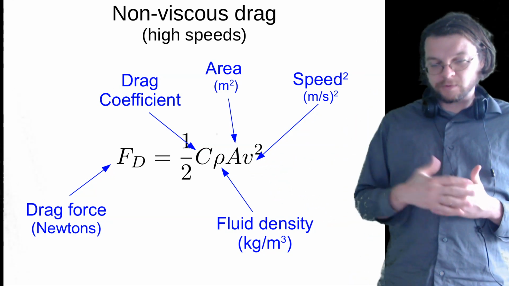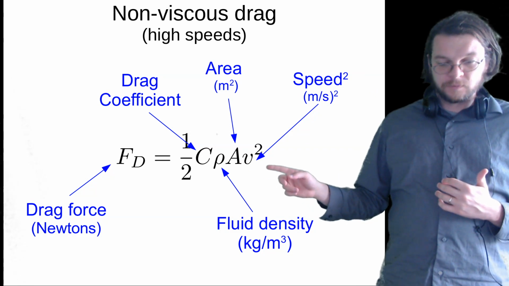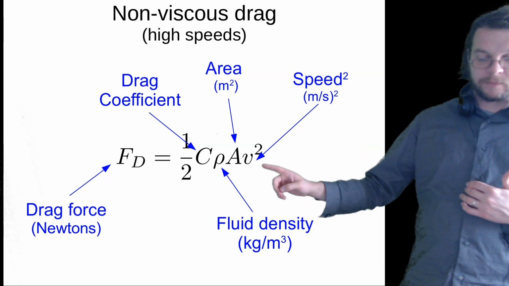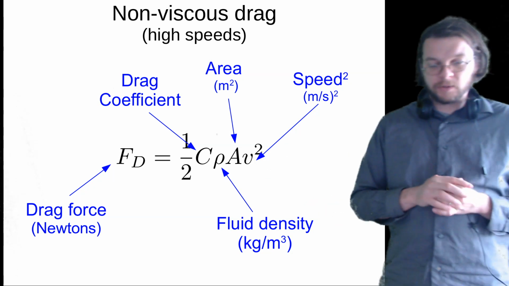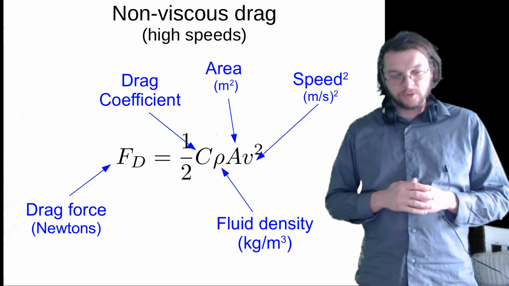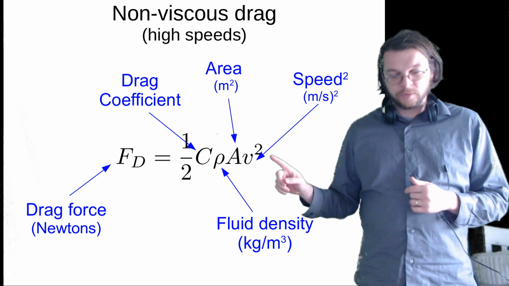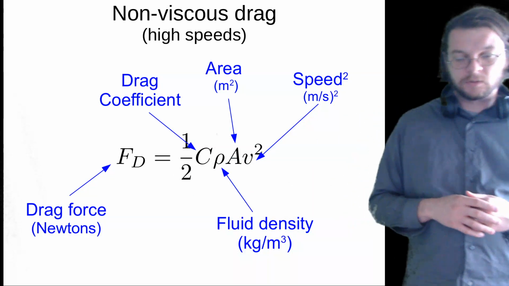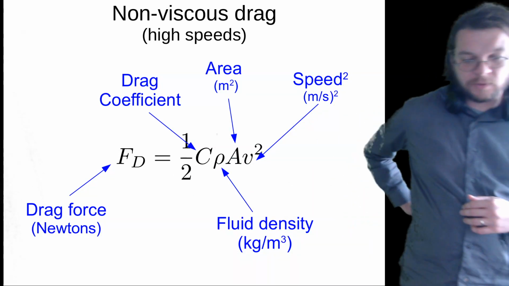So if you're traveling at 60 miles an hour, the speed is squared, so 70, 80, whatever it is, this thing squared gets bigger and bigger. As we'll talk about later on, if you want to go twice as fast, it's going to be 4 times as much force. So it's really hard to go really, really fast.